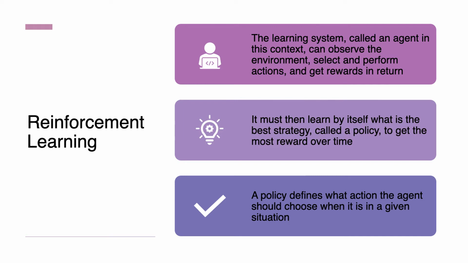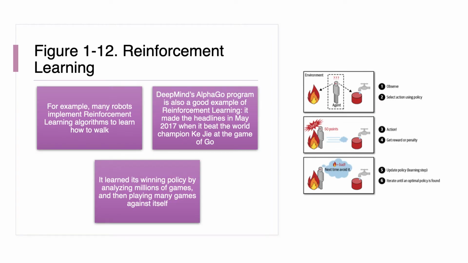The learning system, called an agent in this context, can observe the environment, select and perform actions, and get rewards in return. It must then learn by itself what is the best strategy, called a policy, to get the most reward over time. A policy defines what action the agent should choose when it is in a given situation. For example, many robots implement reinforcement learning algorithms to learn how to walk.